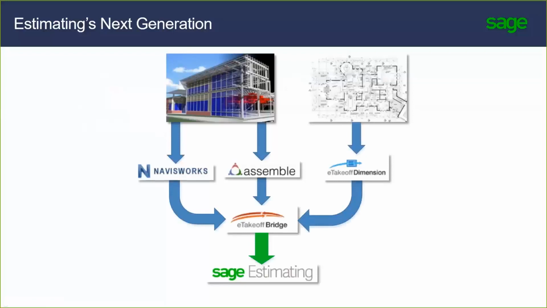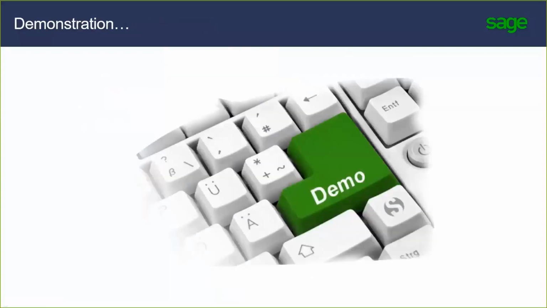We're going to take the information from those products and bring them into eTakeoff Bridge. Bridge is then going to provide us a way to transfer that information or directly bridge that information into Sage Estimating. Also, Bridge will provide us a way to not only put information into Sage Estimating, but also drill down from estimating back through Bridge and into the actual takeoff source to see where a measurement came from and to see what we entered when we were originally creating that measurement. So let's see what that looks like.